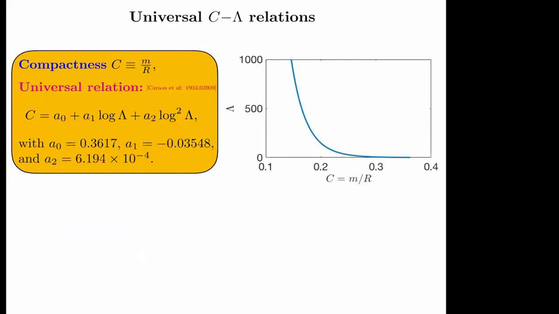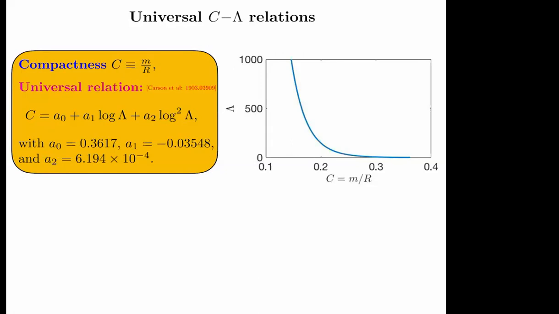And I should say that I have not included all the references here that have derived this formula. There are several other papers, including one by Alexei, that also work out these formulas here. This compactness versus lambda formula here. So c is quadratic in log of lambda, and these are these coefficients here.